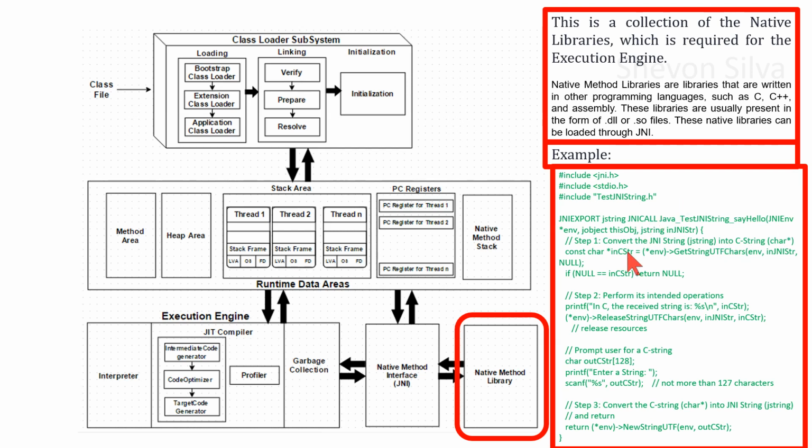And in the C implementation here, the steps are as follows. It receives the JNI string jstring and converts it into a C string char star via get string UTF chars, and it then performs its intended operation, displays the string received, and prompts the user for another string to be returned.